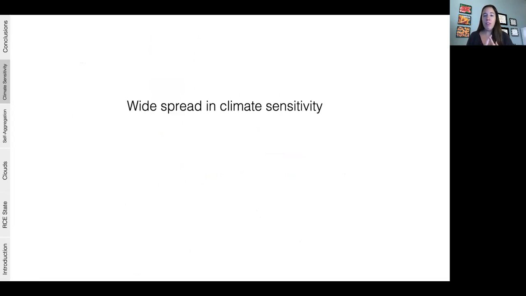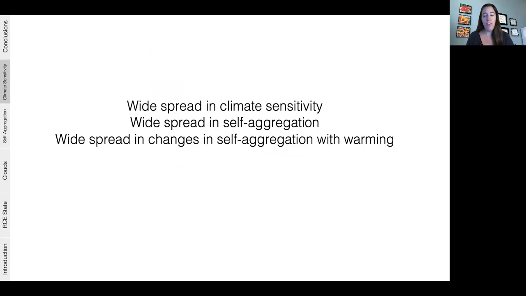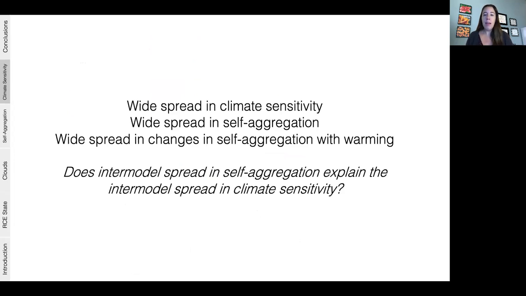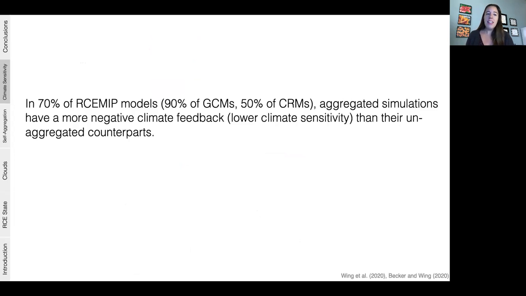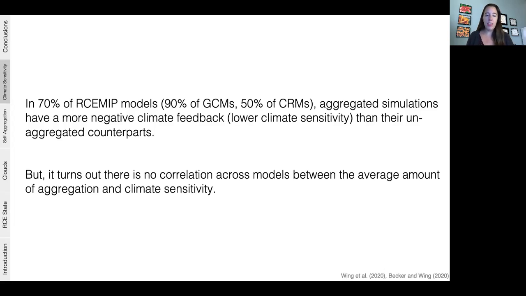So given that we have a wide spread in climate sensitivity, a wide spread in self-aggregation, and a wide spread in the changes in self-aggregation with warming, that begs the question: does the intermodel spread in self-aggregation explain the intermodel spread in climate sensitivity? We find that in 70% of the RCEMIP models, though heavily weighted towards the GCMs, aggregated simulations have a more negative climate feedback, corresponding to lower climate sensitivity than their unaggregated counterparts.